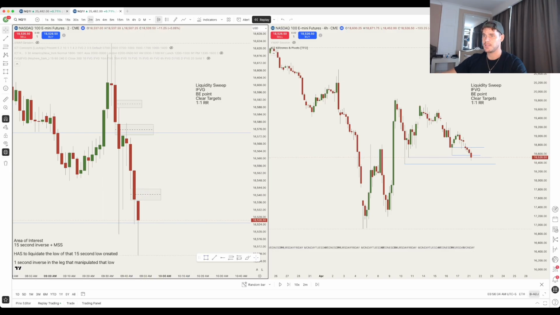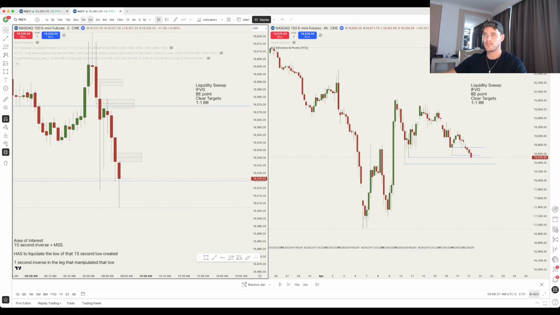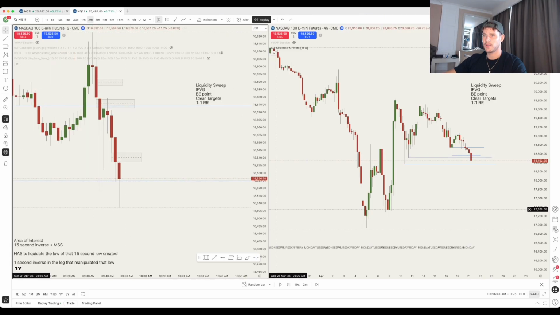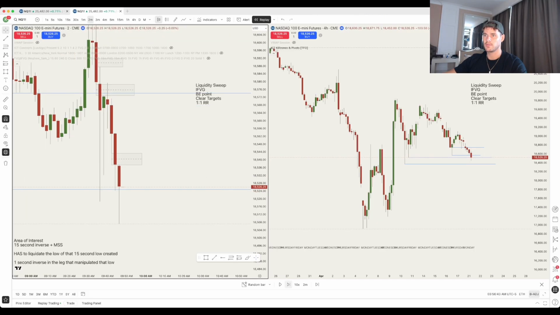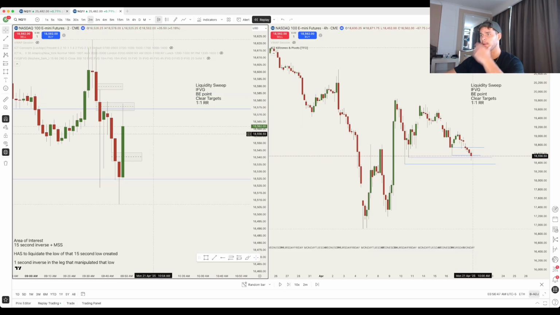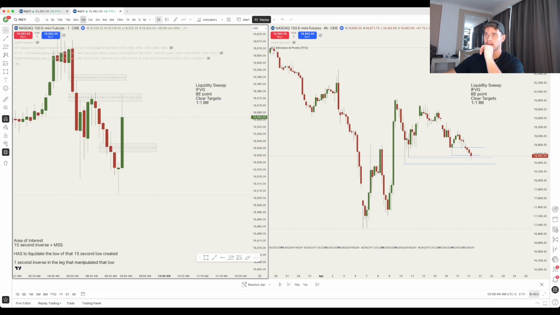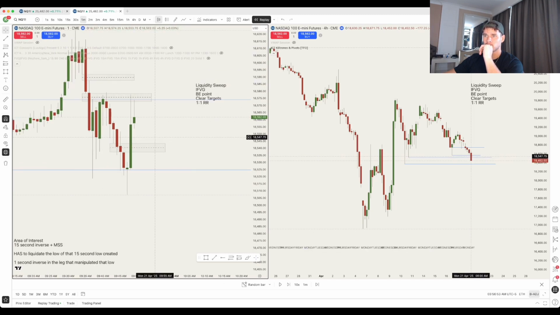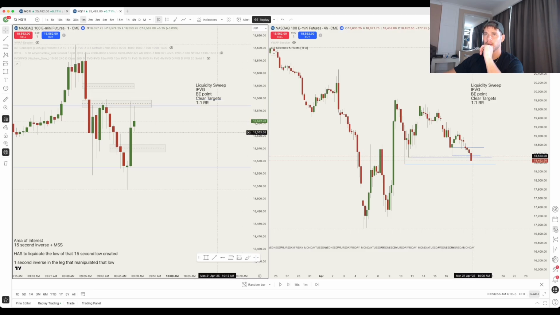So this is why patience is key, right? So on this one, we've got a 2-minute. We've got a 2-minute here, okay? Let's see if we can get this nice close. Okay, a little bit far up. Now we're back in this fair value gap. Let's see the 1-minute, whether that gave us an entry or not. All right, no 1-minute on there. 2-minute.